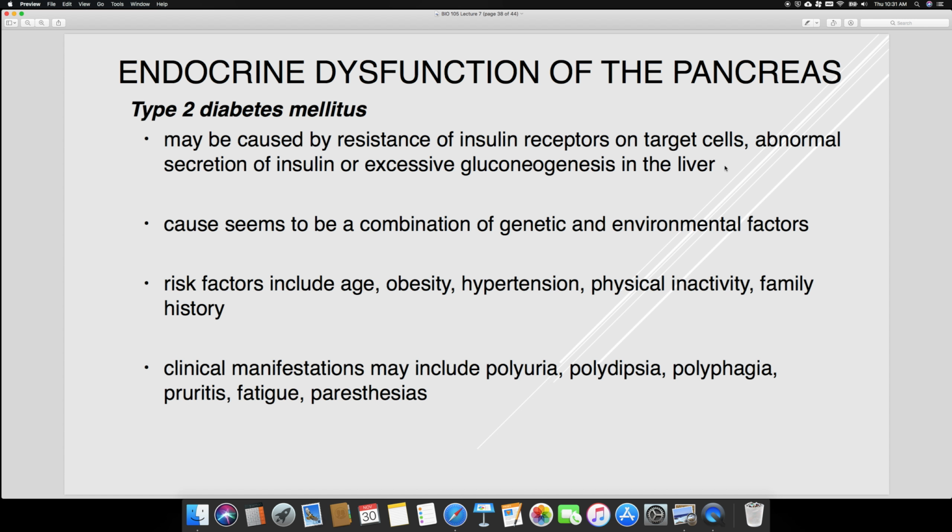Risk factors, of course, obesity. That's a huge, huge risk factor. Also, increased age. We typically see this in middle-aged and above, but unfortunately, younger and younger people are getting type 2 diabetes. Physical inactivity, of course, that's related to the obesity, and family history. So clinical manifestations, again: polyuria, polydipsia, polyphagia, paresthesias, fatigue, itchiness, very characteristic diabetes type symptoms.